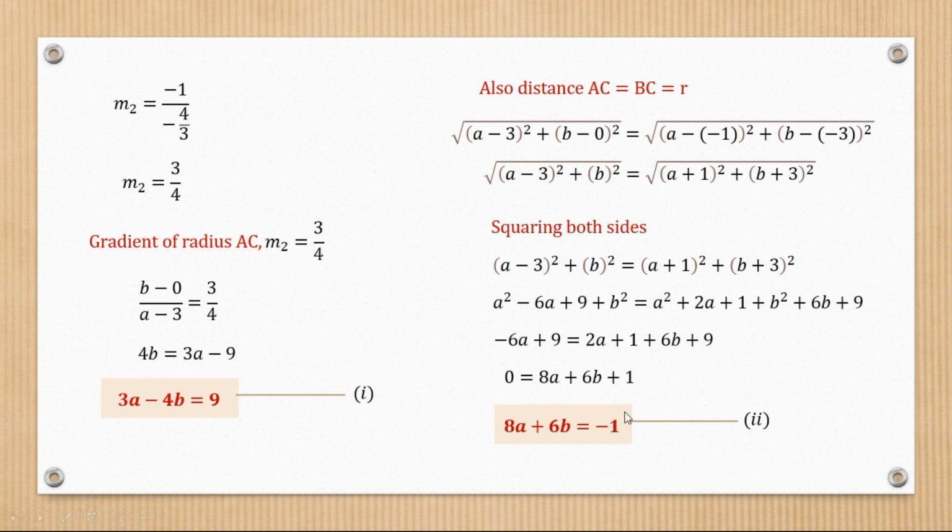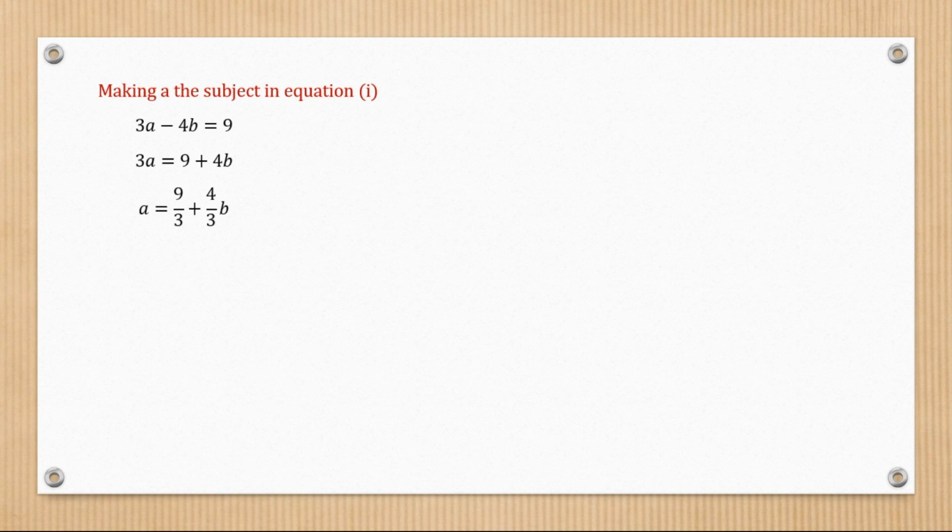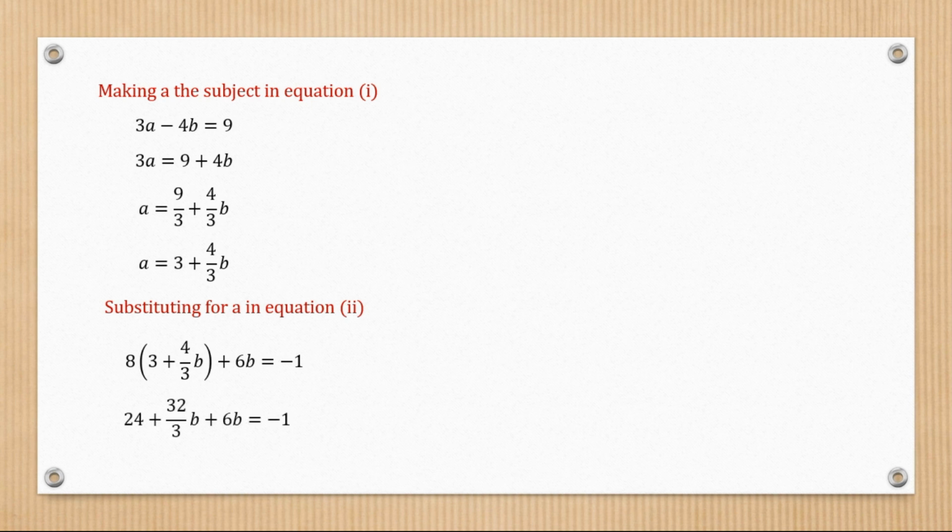So now we have these two different equations that are both true, so we can solve these with the knowledge of simultaneous equations and find the coordinates of the values a and b for the center. So now making a the subject in equation 1, I can see that 3a minus 4b shall be equal to 9, and then a shall be equal to 9 over 3 plus 4 over 3b, of which a shall be equal to 3 plus 4/3b. Alright, so substituting for a into equation 2, I will have it happening this way. So now solve this further, multiply the 8 in, and I'll have 24 plus 32/3b plus 6b, of which simplify this further, and I'll have 32/3b plus 6b will give me 50/3b.